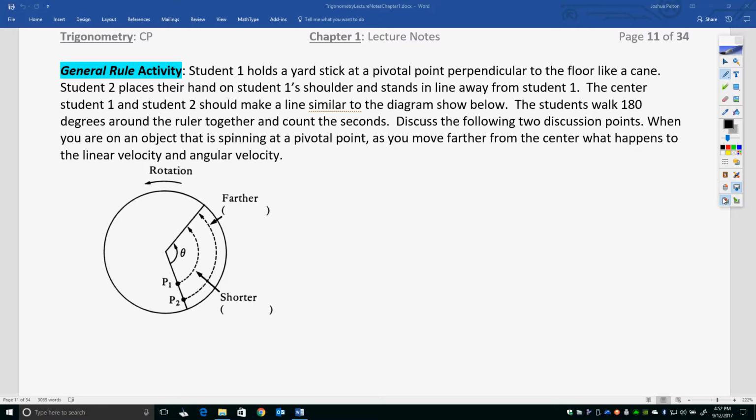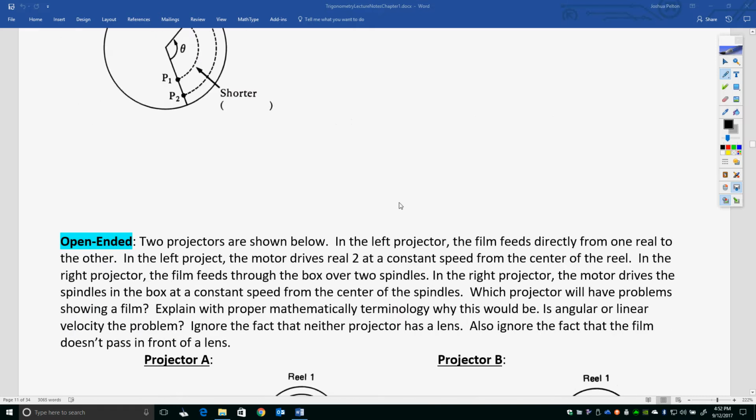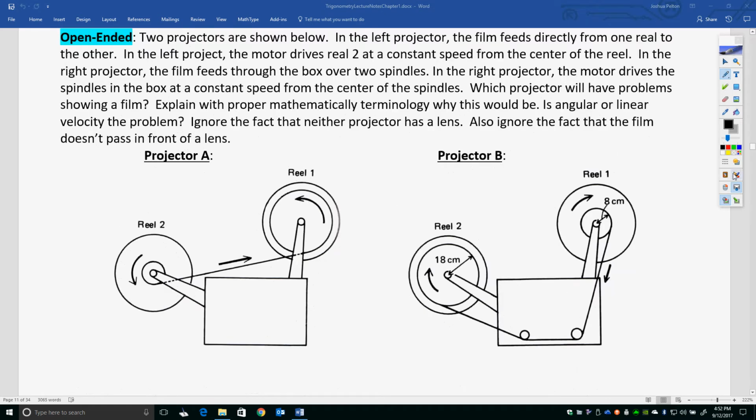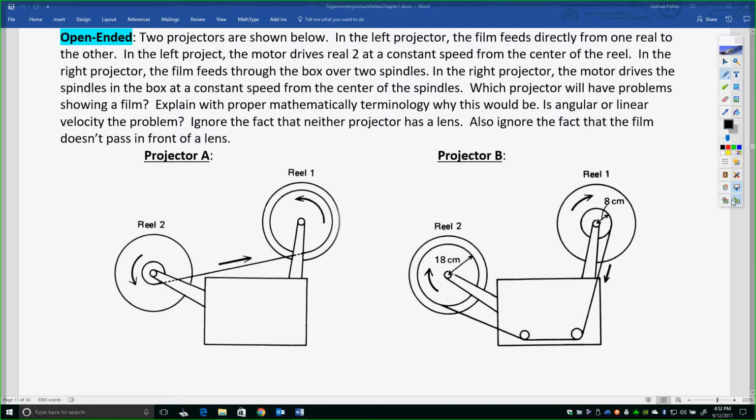Okay, let's look at the next one. So both of these projectors are missing a lens, and that's irrelevant here. What we're talking about is which one is mechanically correct, which one will actually show a movie correctly based on how it feeds. Take a second to think about it and decide for yourself first.